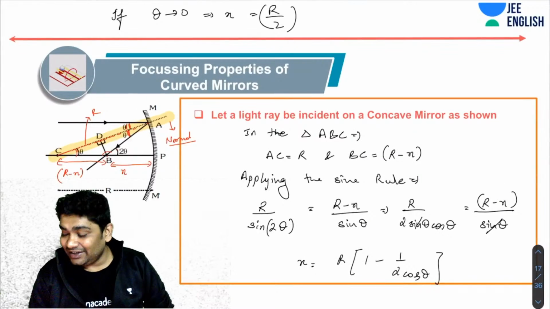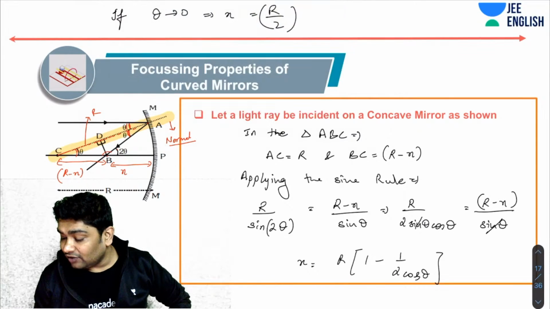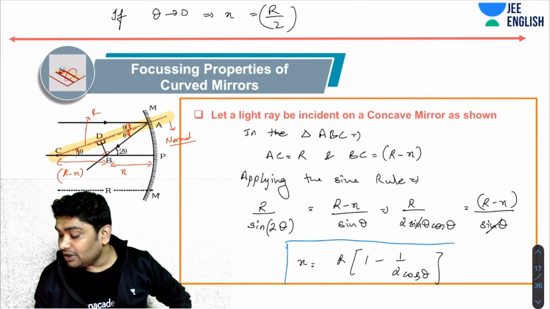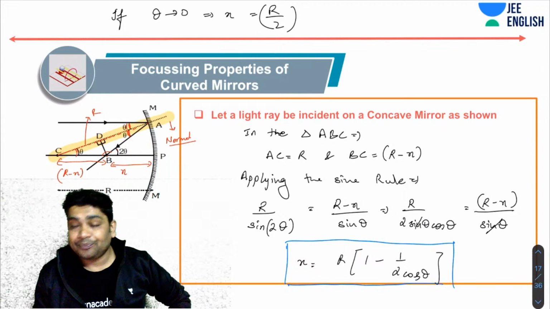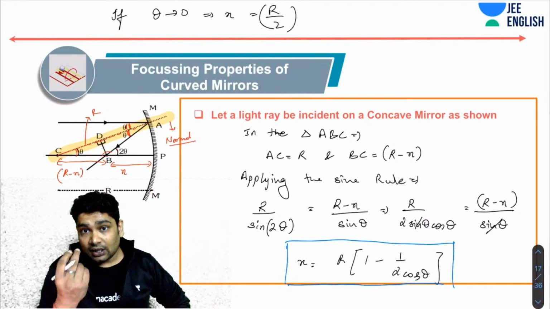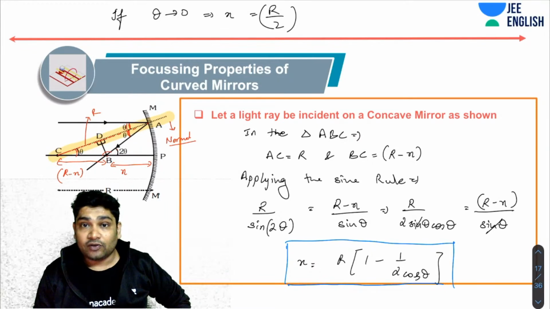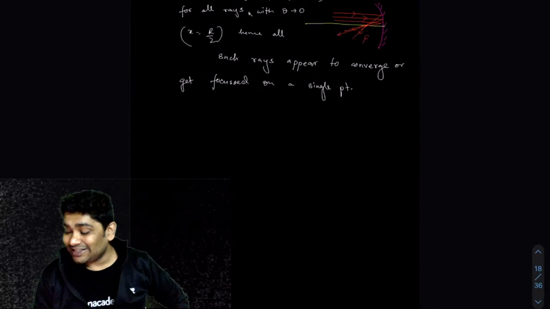You can clearly see from this equation that x, the point of convergence, depends on theta. However, if theta is kept at 0, then all the rays can converge to a single point. That is what we call the focus of the curved mirror. So let's talk about that.